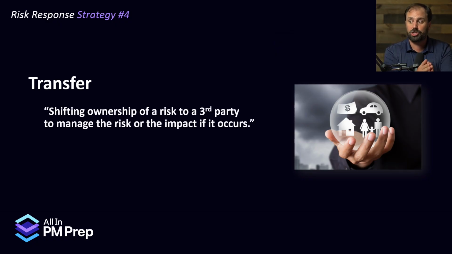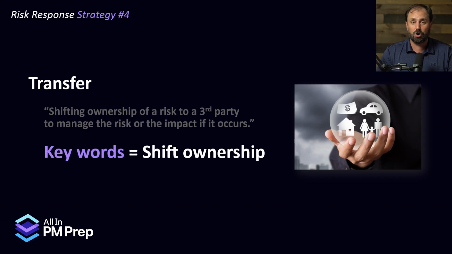Now, the fourth strategy is called transfer. Now, transfer is shifting ownership of a risk to a third party to mitigate, which is lessen, the risk or the impact if it does occur. Now, the key word is shift ownership. The picture I had looks like insurance type stuff, car, house, home, all those things. Insurance is a great metaphor for transfer. We are insuring the risk of replacing our car by buying insurance, those kind of things.